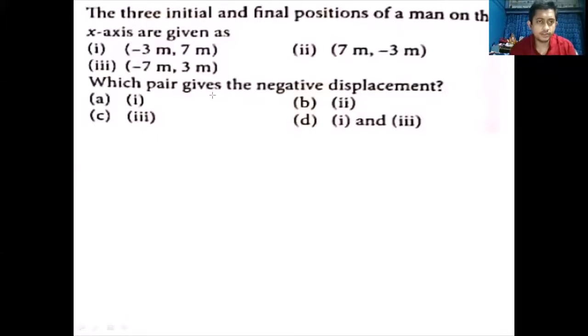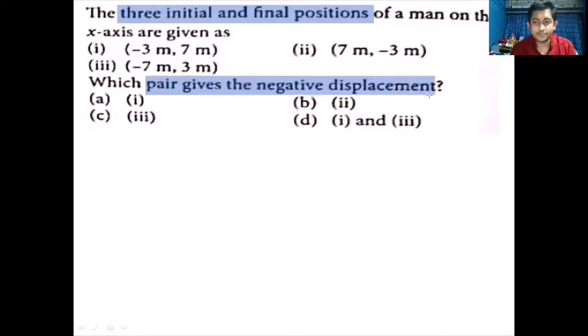The question asks the students, 3 initial and final positions are given to us. Which pair gives us negative displacement? So displacement is nothing but final location minus initial location. Displacement S is final location minus initial location. Final minus initial. That is displacement. So if you look properly, final is 7 in the first option and initial is minus 3. So displacement becomes 7 minus of minus 3. So that is plus 3. So displacement is 10 meters.